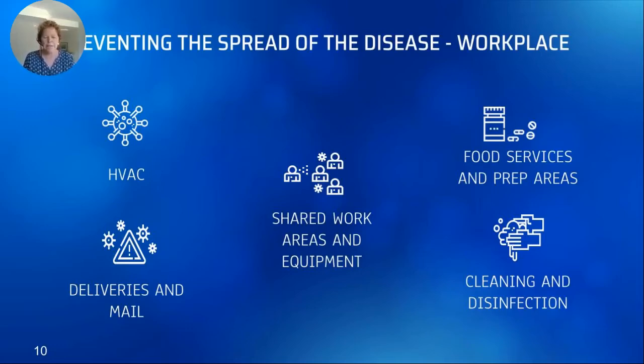Okay. And then communal items. If you have waiting rooms in your work environments, what do you have there? Do you have magazines? Do you have newspapers? Do you have journals? Candy bowls, all those kinds of things we need to rethink. And why is that? That contact piece. This is one of the main ways in which COVID-19 is transmitted.